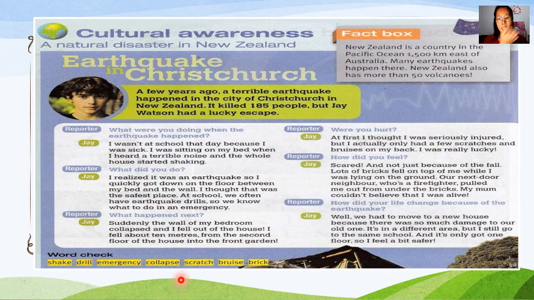Scratch means ada beberapa calar, 疤痕. Bruise, cedera dengan luka, 有伤痕. Break ialah patah, 撞坏. So let's look at the words: shake, drill, emergency, collapse, scratch, bruise, break.